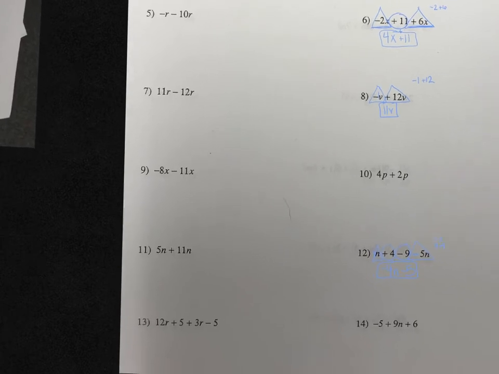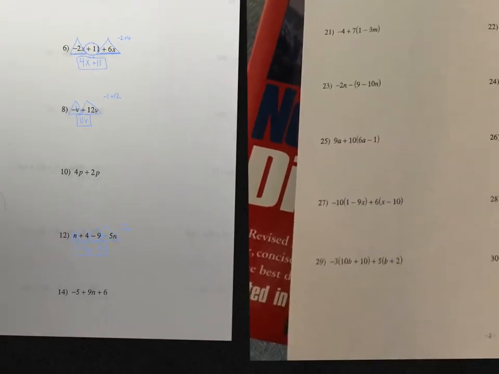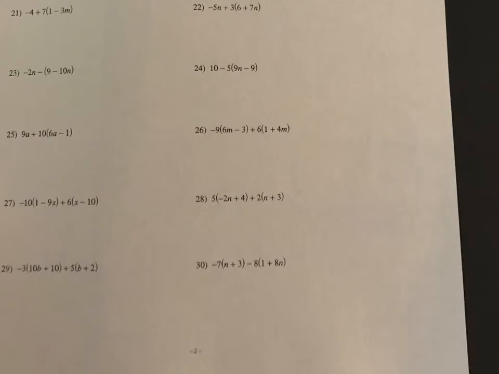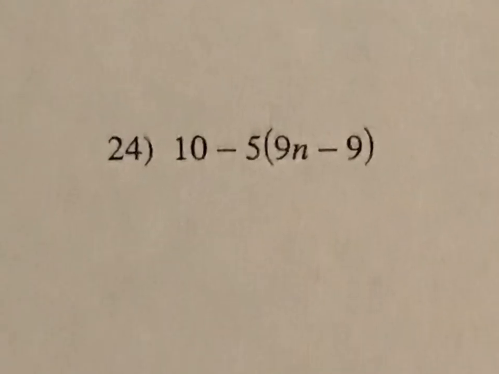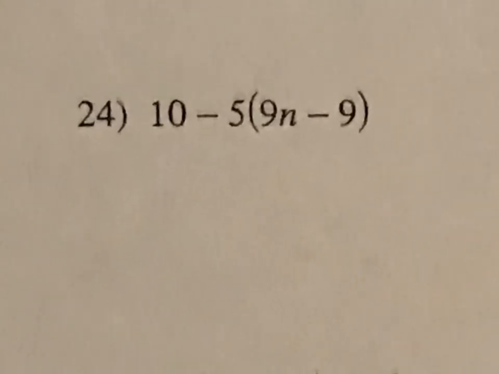Okay, so let's look at a distributive one. So, for example, I'm going to look at number 24. This was from y'all's worksheet the other day. Okay, so I've got 10 minus 5, and then in parentheses, 9n minus 9. So remember, this number that's on the outside of the parentheses is going to be multiplied by everything on the inside. Okay, and I'm going to go ahead and bring down 10 and then this minus sign.